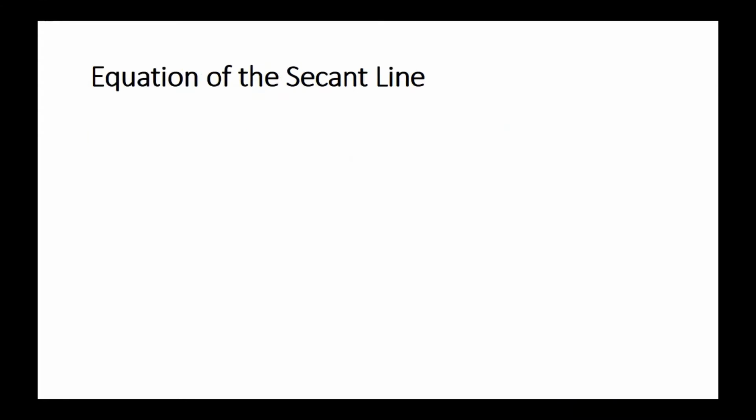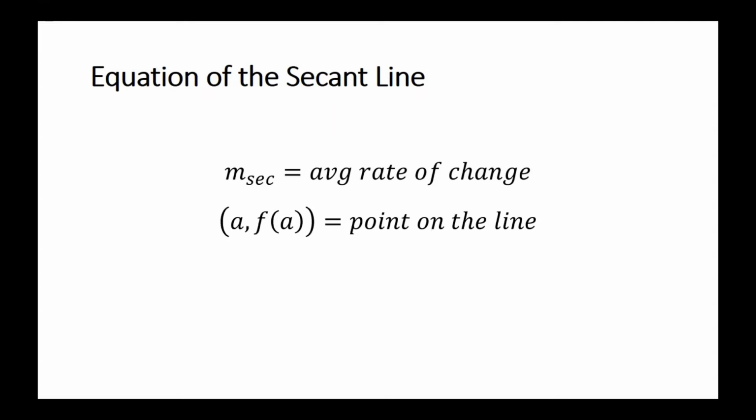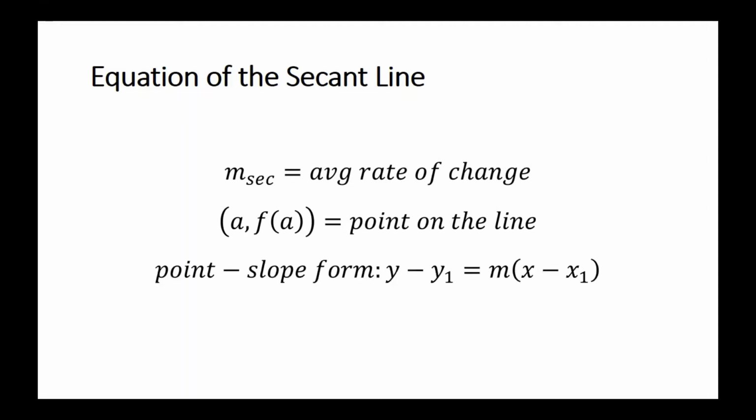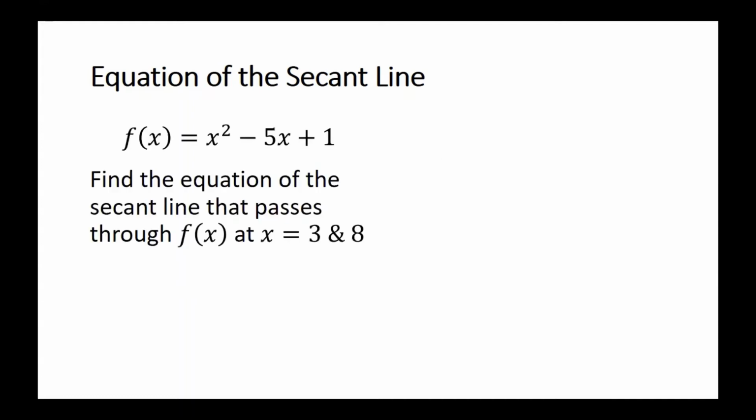So let's find the equation of a secant line. If we're going to find the equation of a secant line, first we need its slope. The slope, m, the slope of a secant, is equal to the average rate of change. We need a point on the line, (a, f of a). We could use (b, f of b). We can go either way. We just need a point on the line. And then point-slope form, y minus y1 is equal to m times x minus x1. So let's put that to use.